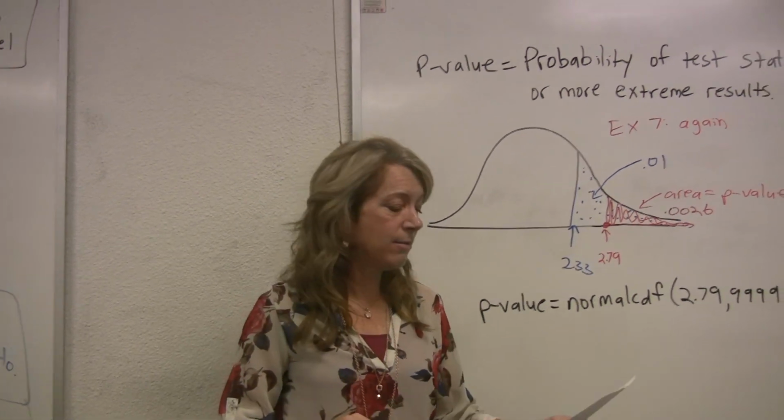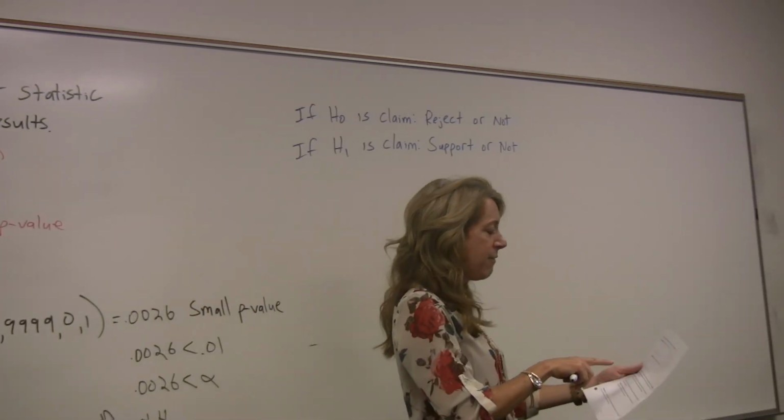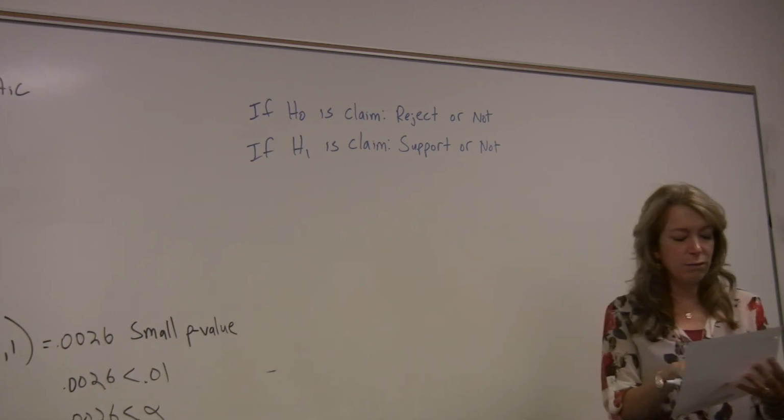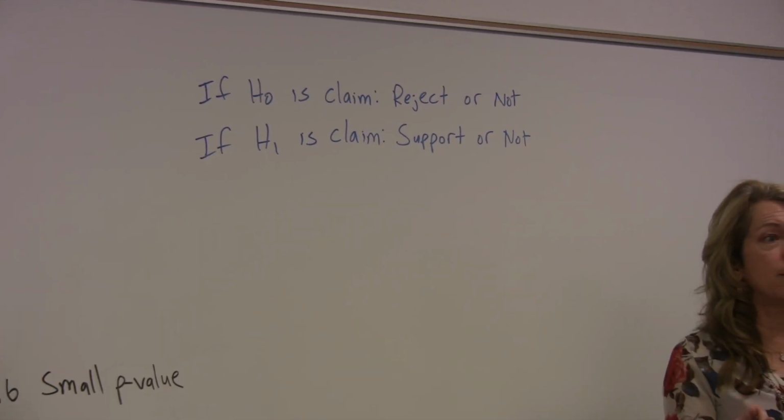Okay, so let's talk about it now. And that's written there in step 5 in sentence form. We can never support H0. All we can do is reject or fail to reject it. And then we may or may not support H1 based on what we have.